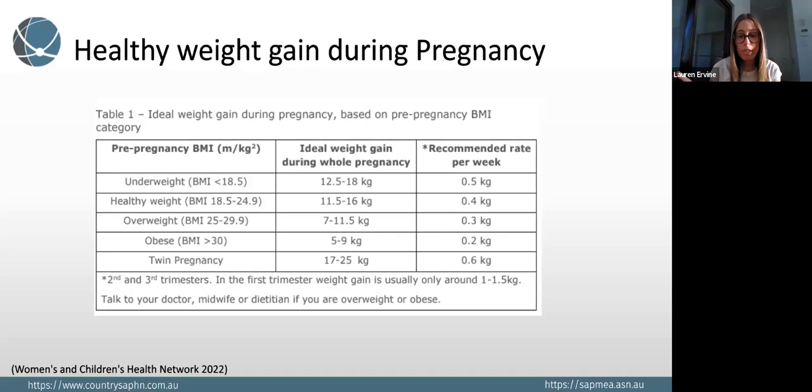are contributing towards that. So it just mentions at the bottom as well, this is something from Women's and Children's Health Network. In the first trimester, the weight gain is very small, and the most will happen in those second and third trimester. So that's where we would likely be working with these clients.